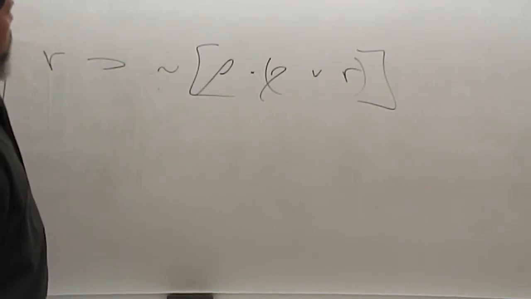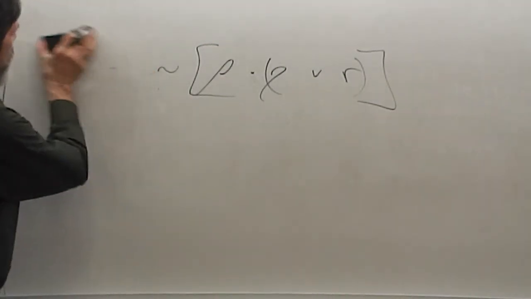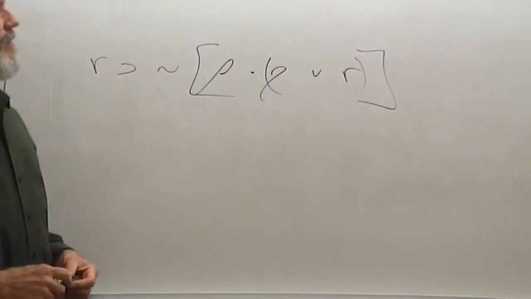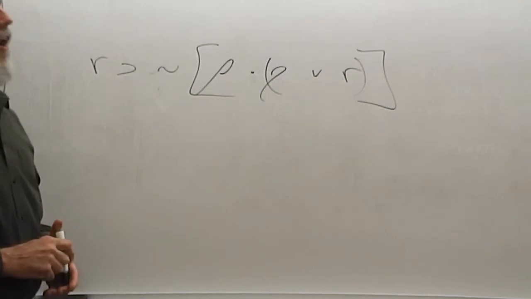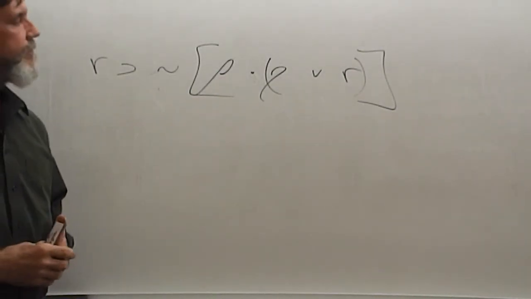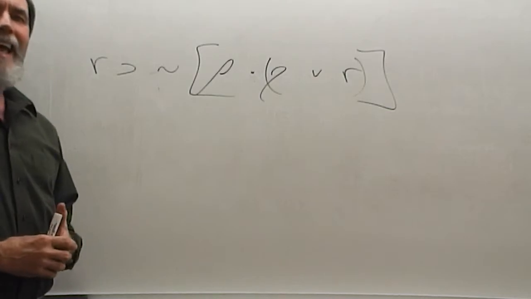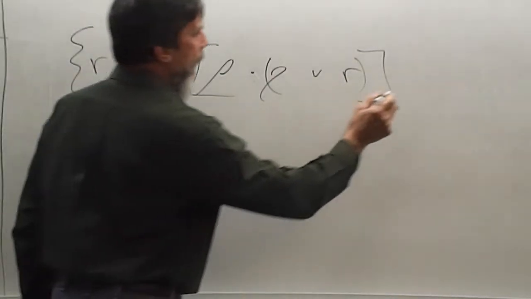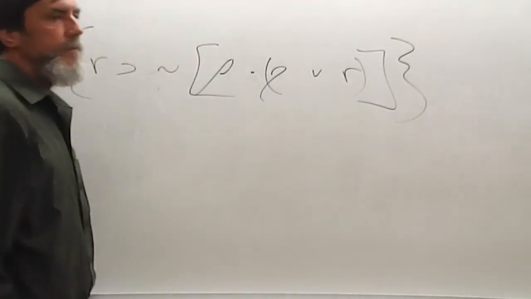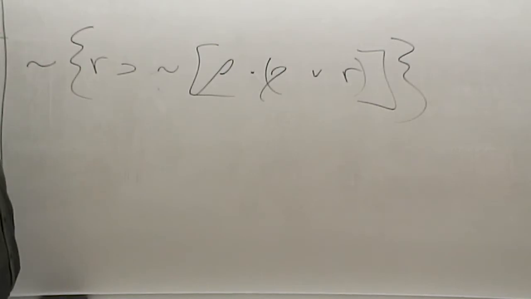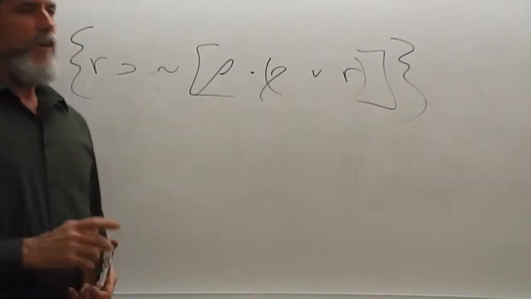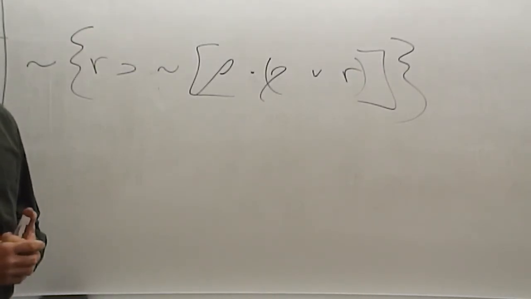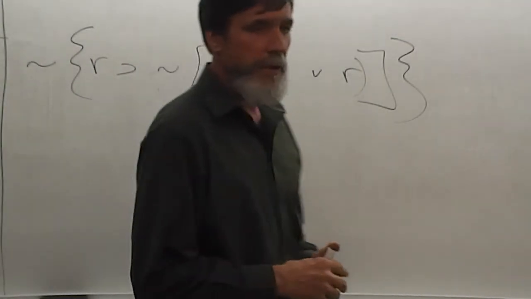That's a meaningful statement. Let's squeeze this in a little bit. That's a meaningful statement. That is a conditional statement whose antecedent is R and whose consequent is a negation. If I wanted to negate that horseshoe, I would have to, in this case, resort to our highest order of punctuation, the braces.